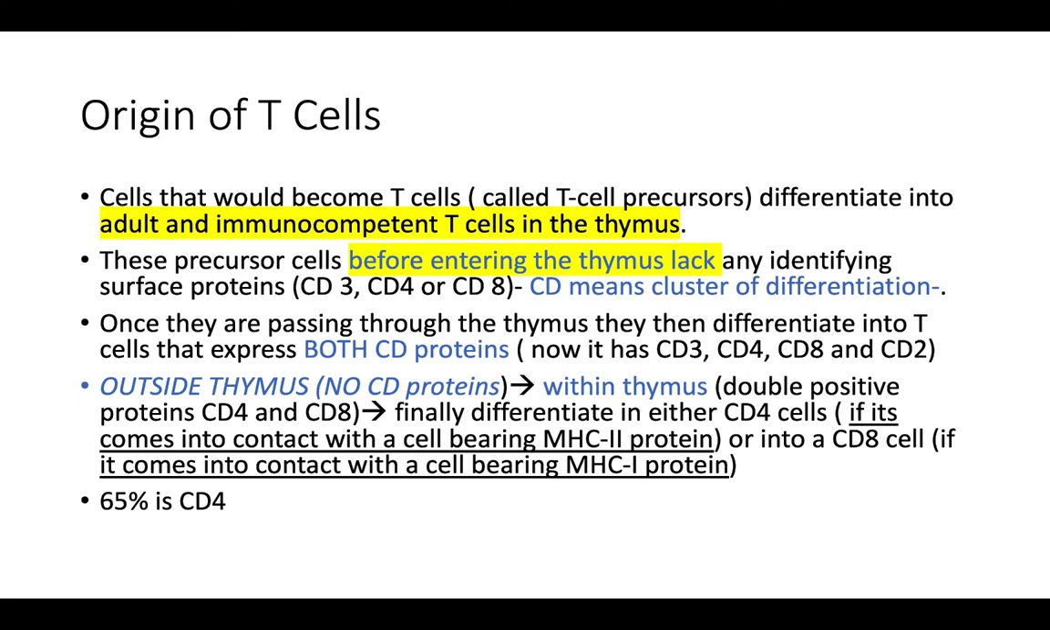بحطوا لهم MHC2 وMHC1. إذا أنت بتمسك مع MHC2 معناتك أنت CD4، فبصير هاي CD4 cell. إذا أنت بتمسك مع MHC1 معناتك شغلك راح يصير تخصصك CD8، معناته أنت CD8 cell. هذا أول درس بتعلموه في الثايمس.